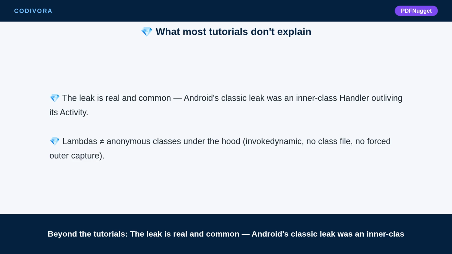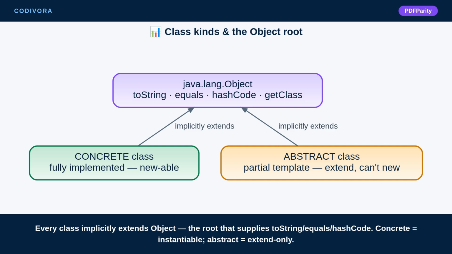And what most tutorials never tell you: the leak is real and common. Android's classic leak was an inner class handler outliving its activity. Lambdas are not the same as anonymous classes under the hood. Invokedynamic, no class file, no forced outer capture. Let's slow down and really build this up from scratch, one piece at a time.